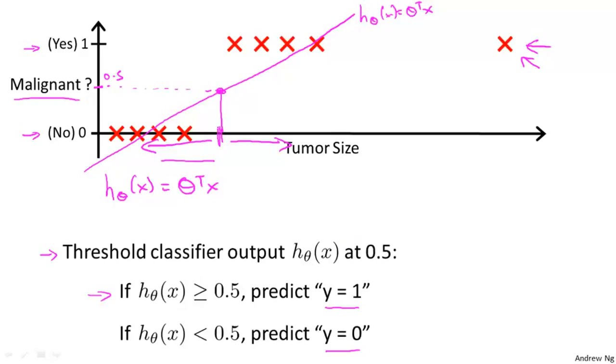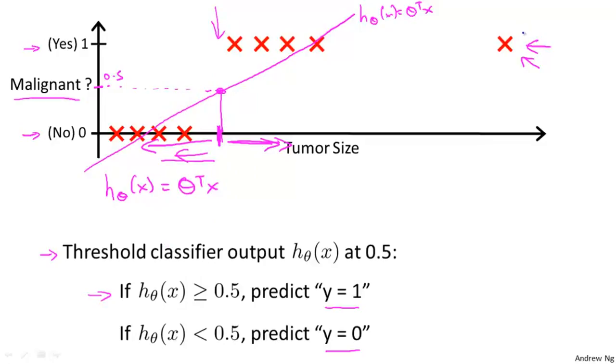Everything to the right of somewhere around here, we should predict as positive, and everything to the left, we should probably predict as negative, because from this training set, it looks like all the tumors larger than a certain value around here are malignant, and all the tumors smaller than that are not malignant, at least for this training set.